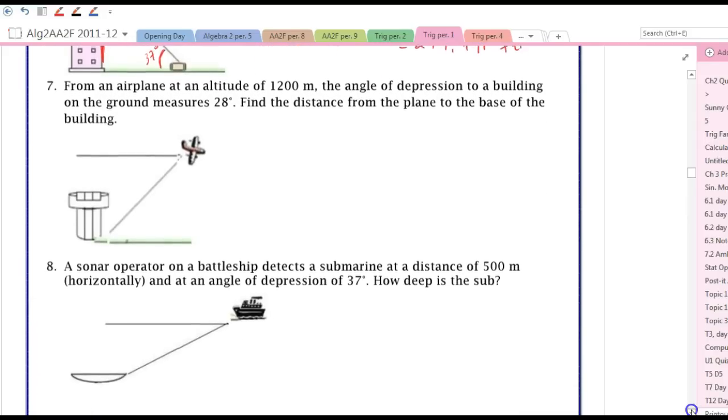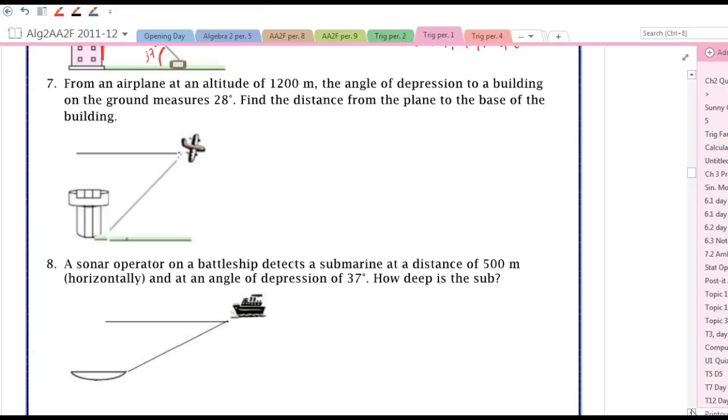Alright, we're almost done, my friends. Almost done, and then you can get launched on your worksheet. So, from an airplane at an altitude of 1,200 meters, there's the altitude of the plane, 1,200. The angle of depression to a building on the ground is 28. Again, please be careful. This is the angle of depression by definition, not that other one down there. Find the distance from the plane to the base of this building.